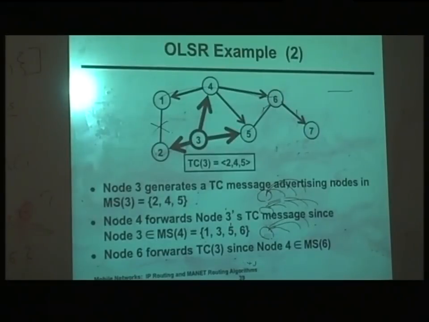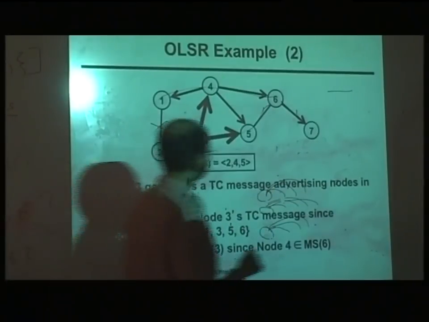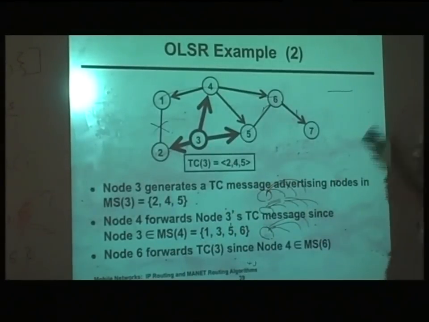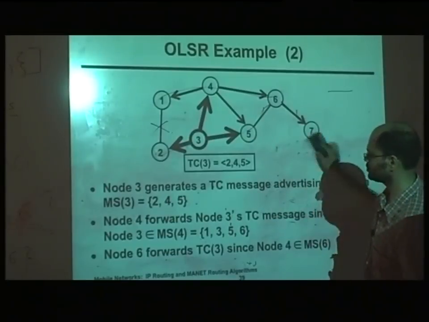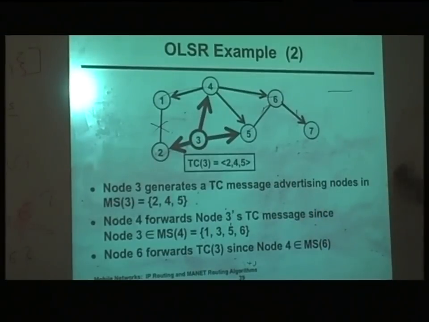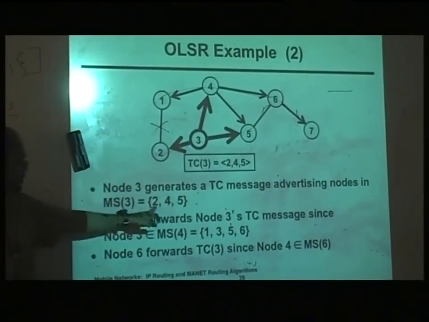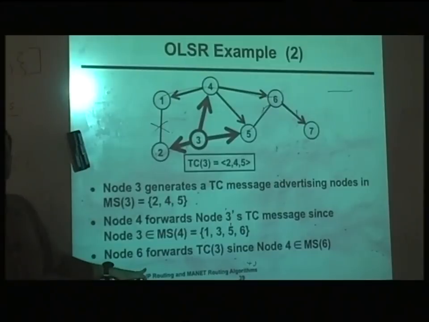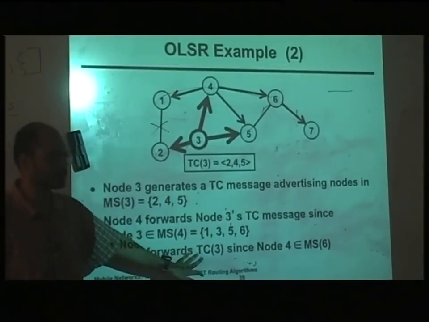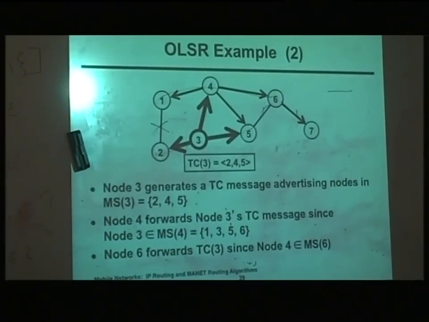And now you can go through this example in detail. Whatever I have explained, it's the same thing now. So node 3 will generate a TC message saying this, node 4 will generate a TC message and node 6 will generate a TC message. So these are the nodes which will generate TC messages.